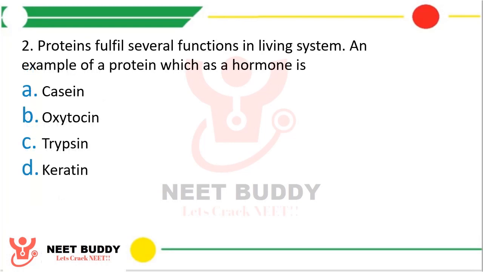Question number 2. Proteins fulfill several functions in living systems. An example of protein which acts as a hormone is option A, casein, option B, oxytocin, option C, trypsin, option D, keratin. Which of the following four acts as a hormone? The correct answer is option B, that is oxytocin.